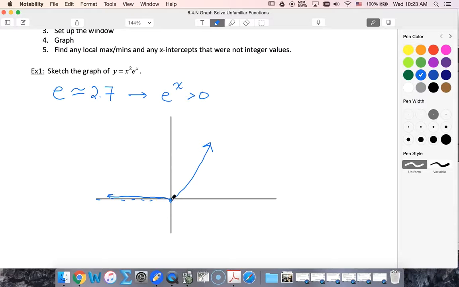So it's okay for us to touch the asymptote here because plugging in x equals 0 doesn't hurt our equation. So at x equals 0, my y value is going to be 0 squared times e to the 0. Well, that's just the same as 0 times 1, which is 0. So that's okay. We can touch the asymptote there because it is a valid point on our graph.